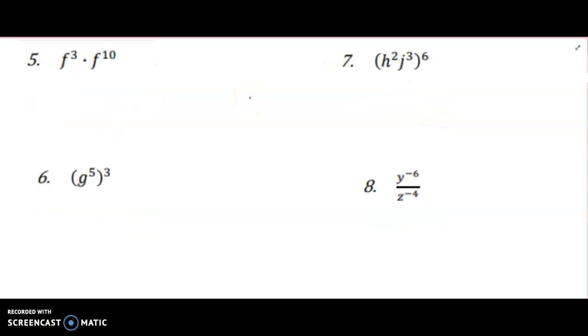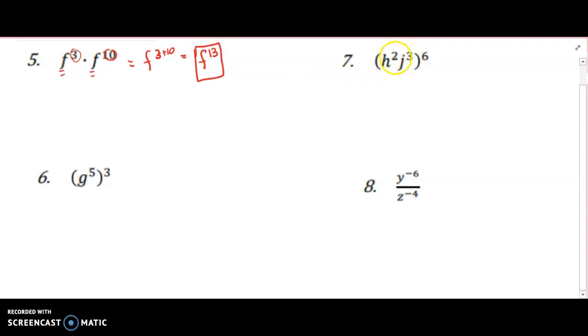All right, so let's look at these next two. When we're multiplying, and once again we have the same base but different exponents, we will add the exponents. So this would just be f to the 13th power.